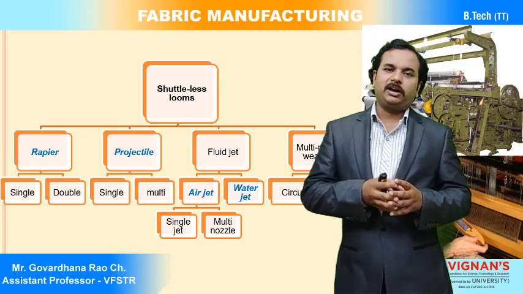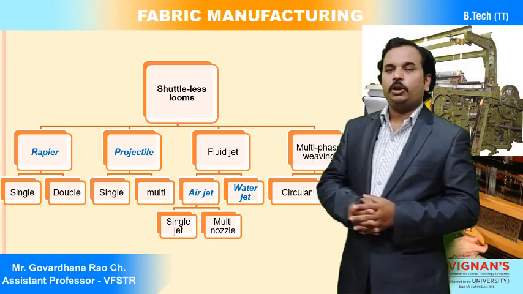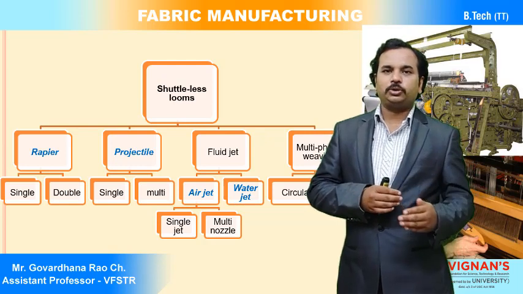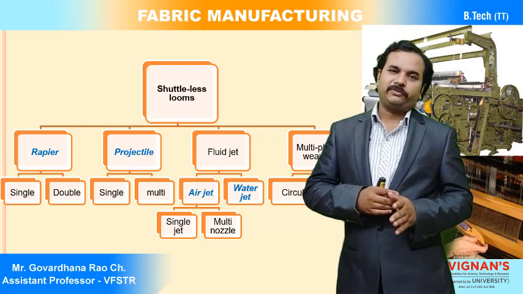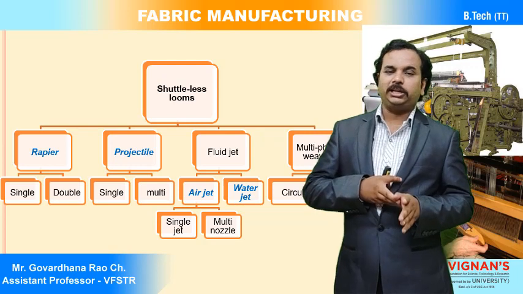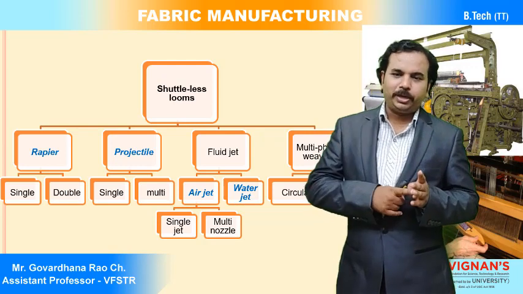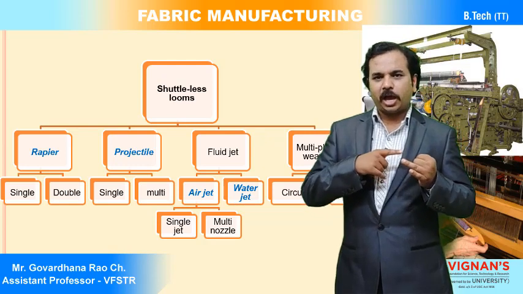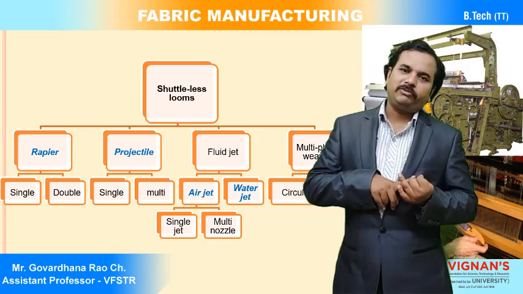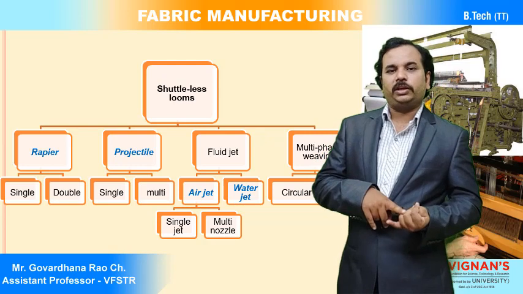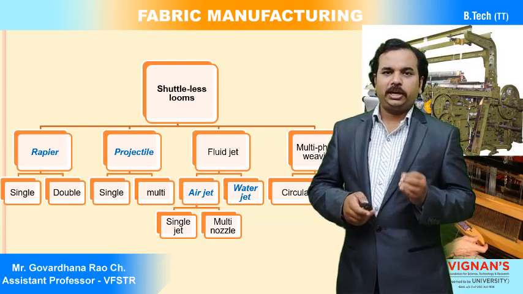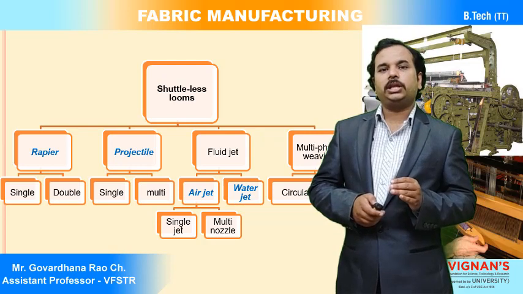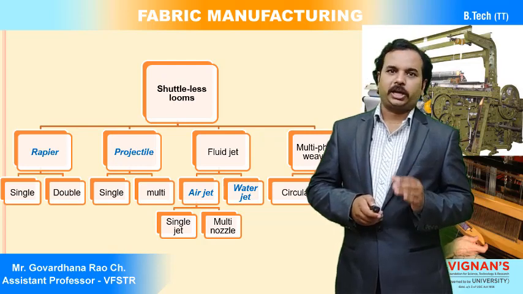So this is the simple classification of the shuttleless looms. What are the shuttleless looms? Shuttleless looms are classified into 4 different categories. One is rapier, projectile, fluid jets. In fluid jets we have air jet and water jet weaving, and multiphase weaving. So these are the different types of shuttleless looms we are using in shuttleless weaving technology.